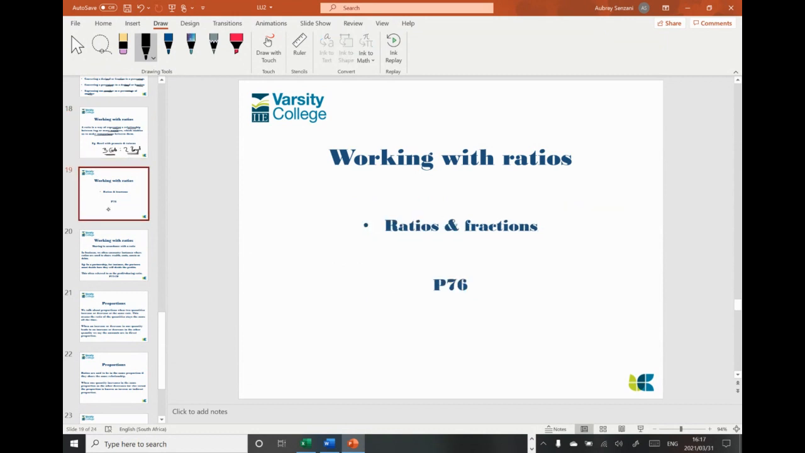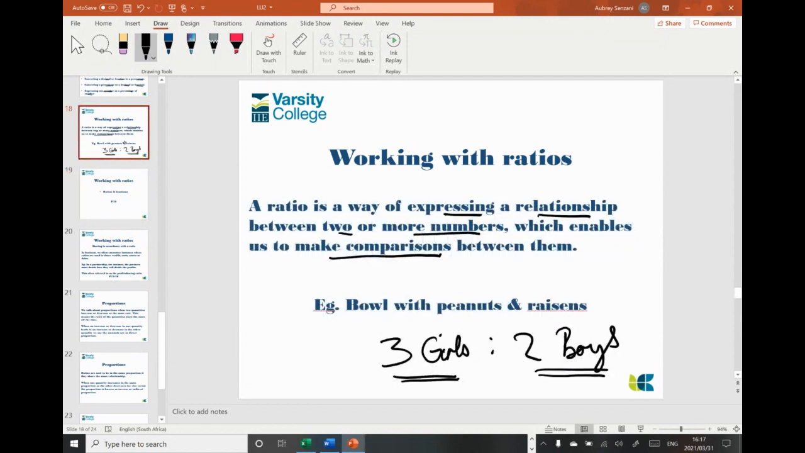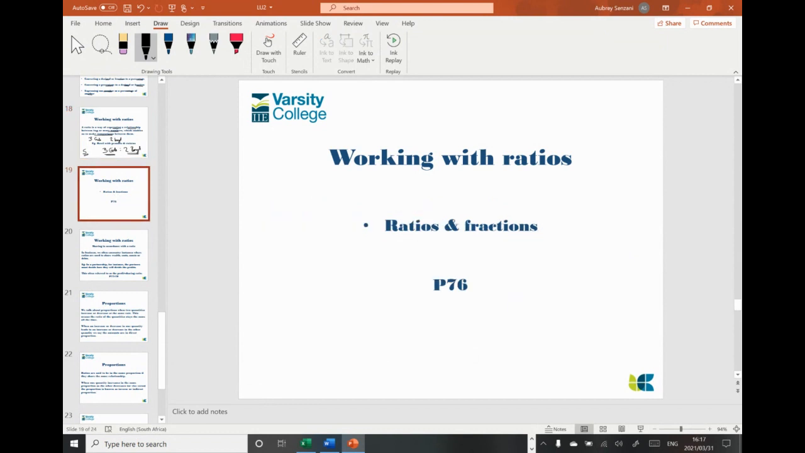Then here we're talking about ratios and fractions. What is the total number of people involved here? It's 5, because we're saying 3 plus 2. So in every 5 people, you get 3 girls and 2 boys. That's typically all that we're communicating when we now start to bring it into fractions.